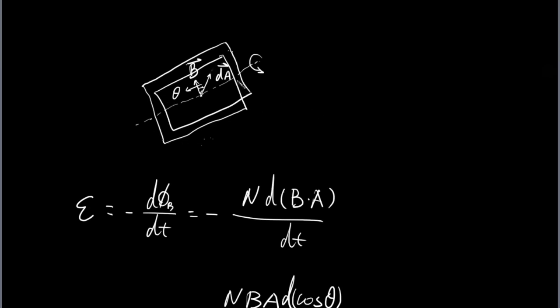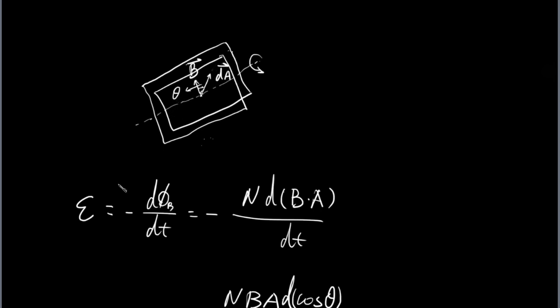Loops of a wire rotate around this axis. Here is the magnetic flux density, vector B, and this is the normal line of the surface of the loops, vector dA, and the angle between vector B and vector dA is theta.